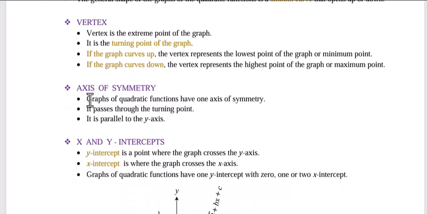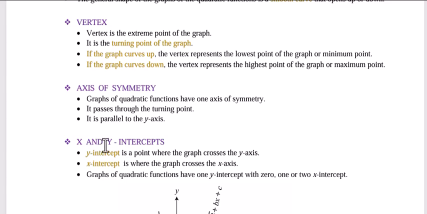Then the axis of symmetry. The graph of a quadratic function has one axis of symmetry. It passes through the turning point and is parallel to the y-axis. I will explain in detail when we look at the questions.